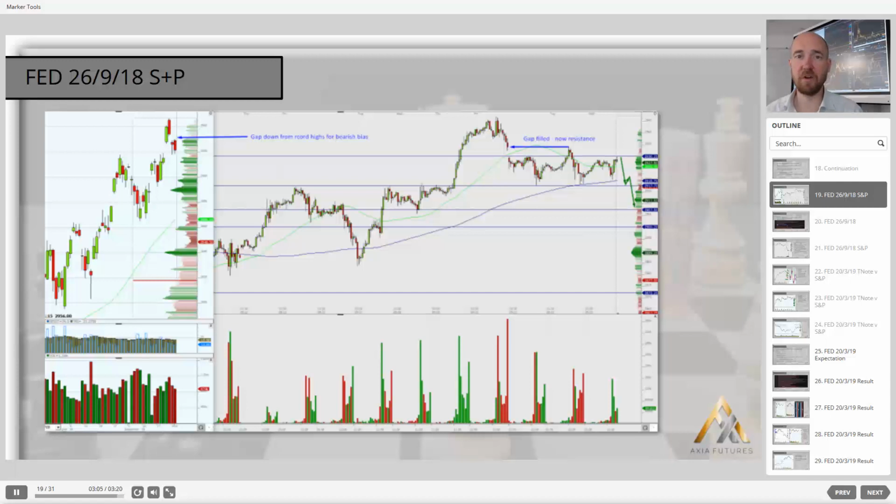So let's go and have a look at what was expected so that we can see what could have created an upside move, what scenarios could have created a downside move, and then we'll go and have a look at the actual reaction.